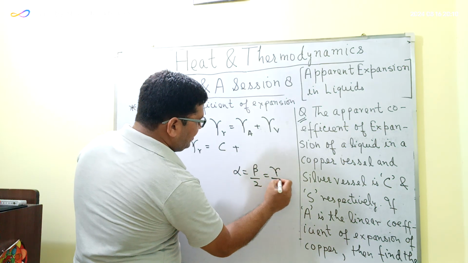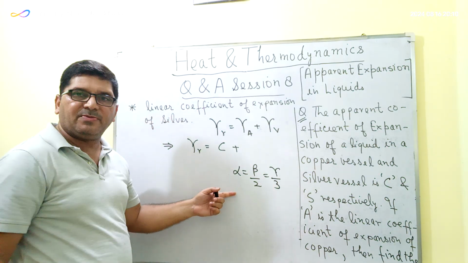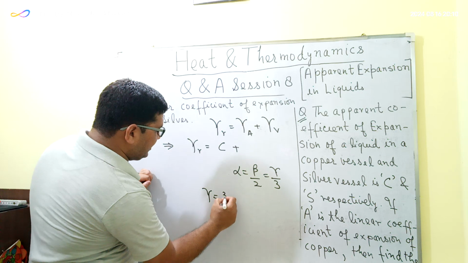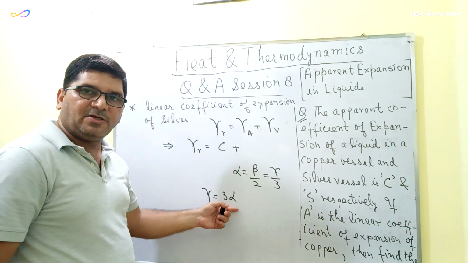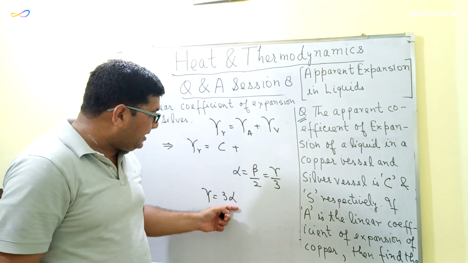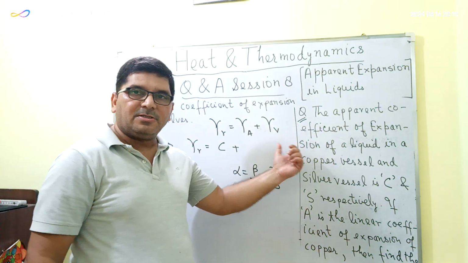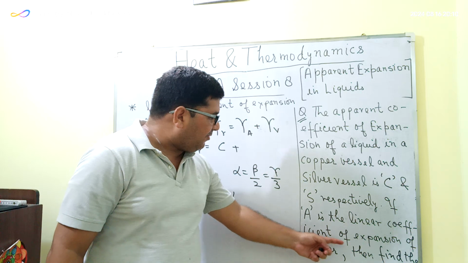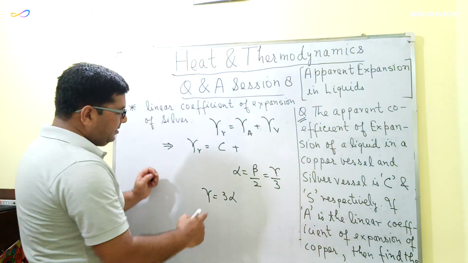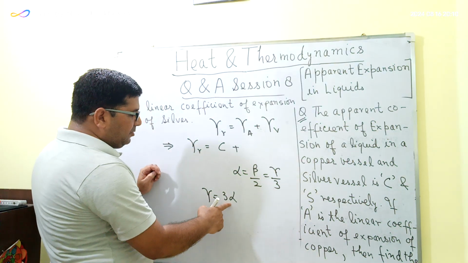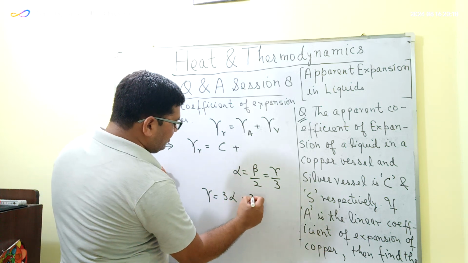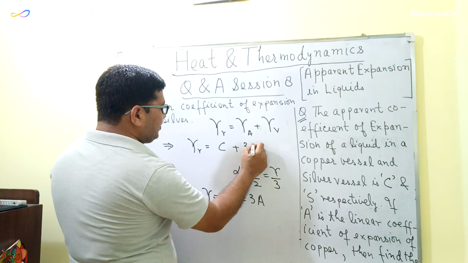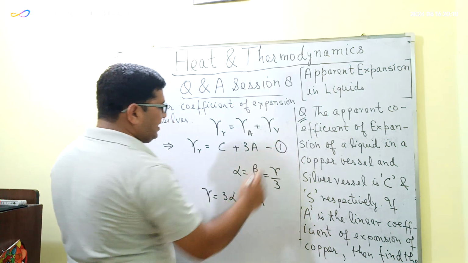This is equal to gamma upon 3, and this is the relation which we have studied in the previous session. So from here, gamma will be equal to 3 times alpha, where alpha is the coefficient of linear expansion, here the linear expansion of the vessel in which this liquid is kept. So if A is the linear coefficient of expansion of the copper, then gamma will be equal to 3 times A, because alpha is equal to A in this case. So this is the first equation which I have got.